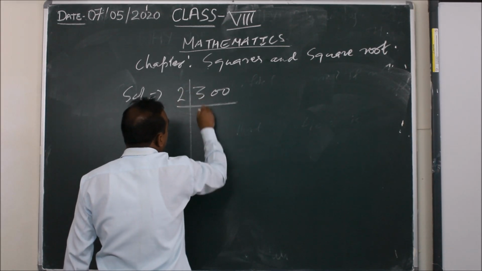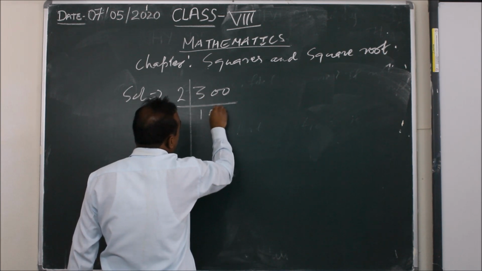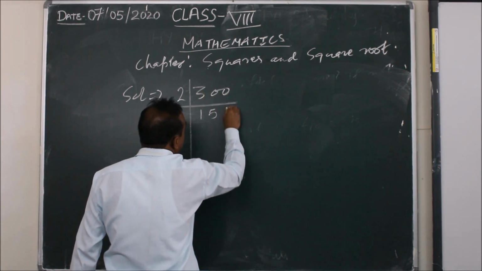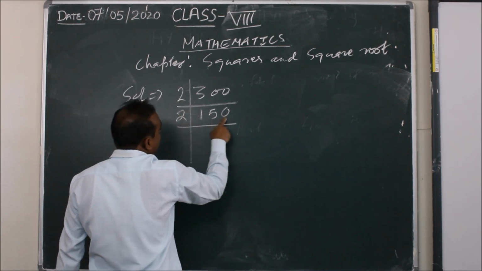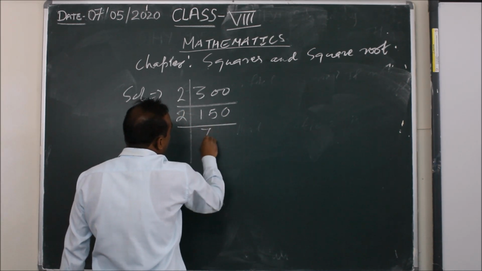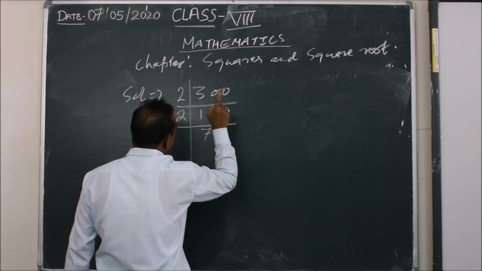So 2 ones are 2, 1 is left, so it is 10. 2 fives are 10, 0 is left. 2 zeros are 0. Like this. Now again there is 0, so divide by 2. 2 sevens are 14, 1 is left, and then 2 fives are 10.